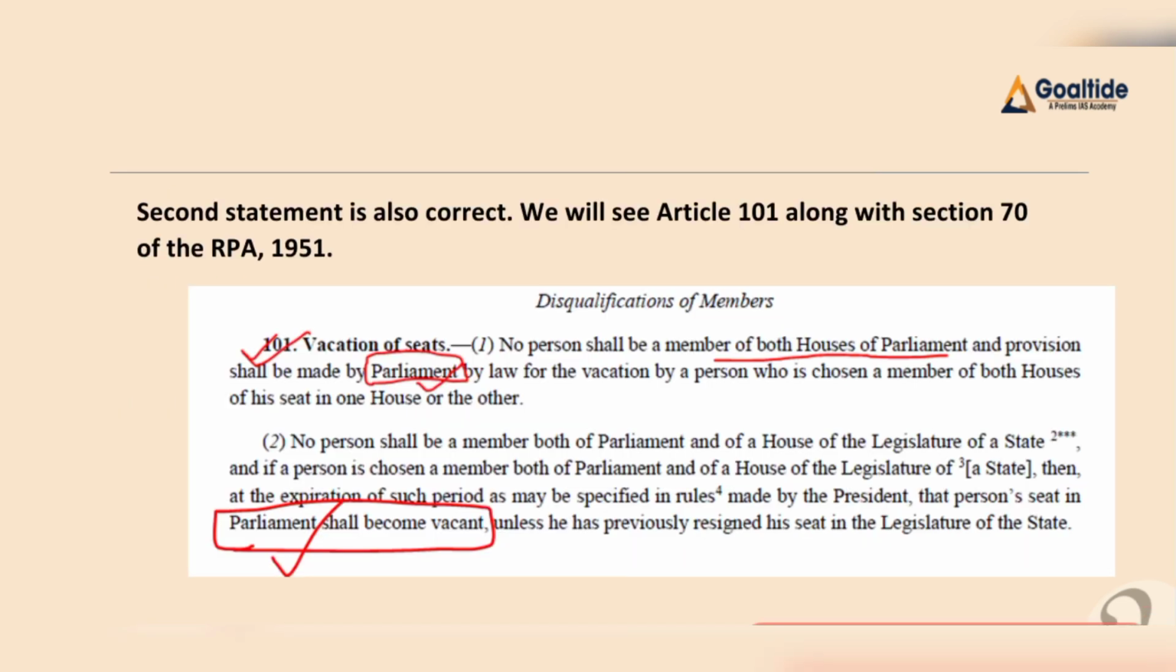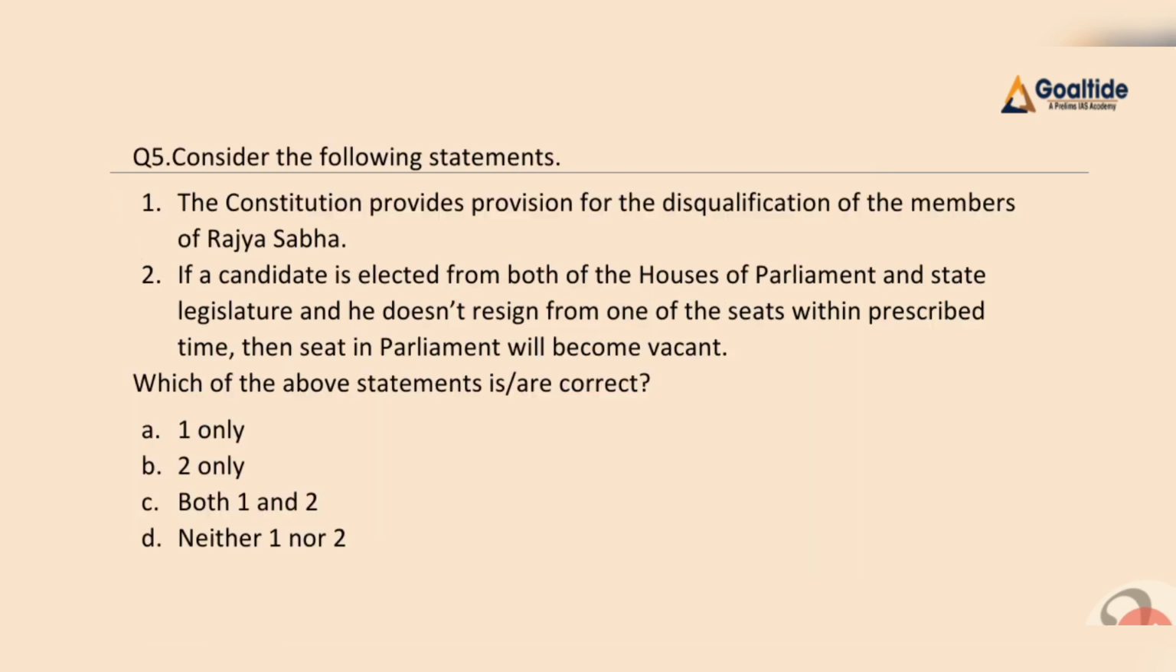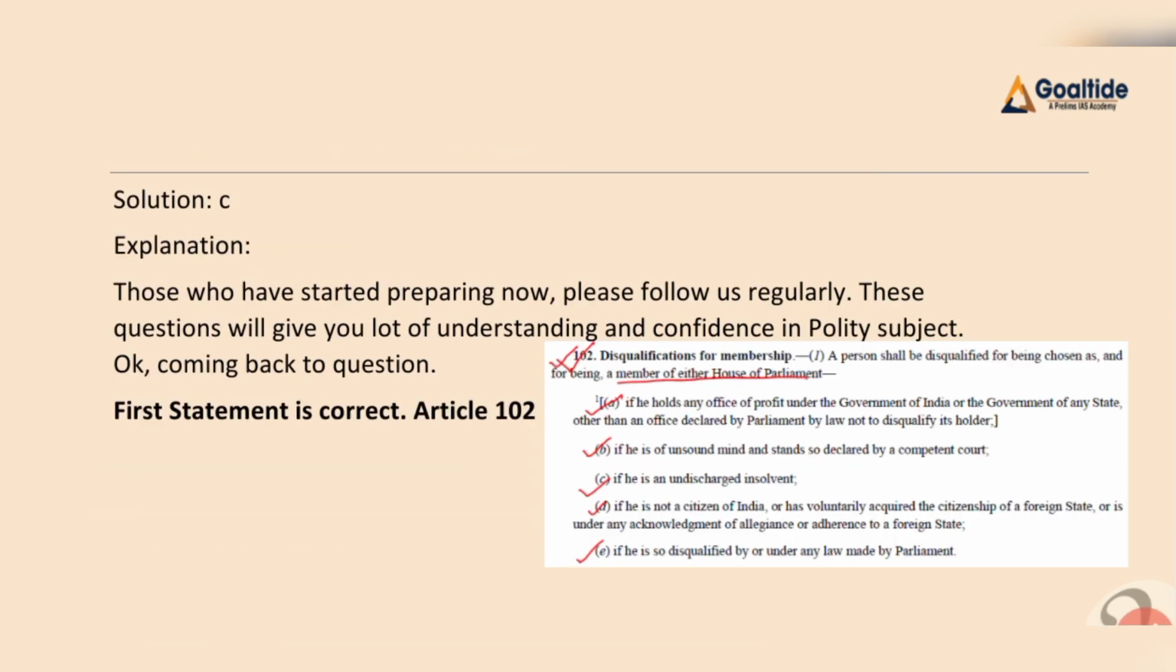Our second statement is also correct. So here we can say, if any member of a state legislative assembly has been elected to either house of the parliament, then within 40 days he will have to decide in which house he wants to stay. Otherwise his seat in either house of the parliament, be it Rajya Sabha or Lok Sabha, will become vacant. Hence our second statement is correct. So our final answer will be C, that is both 1 and 2 are correct.